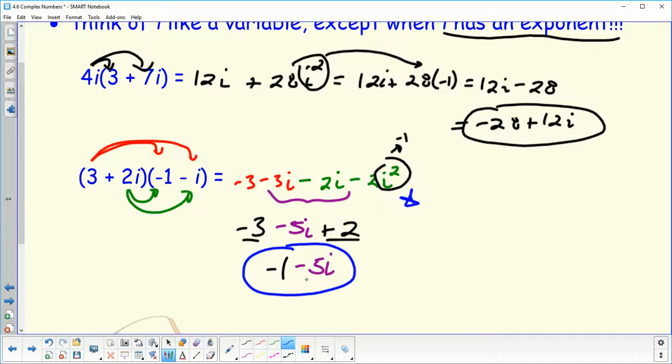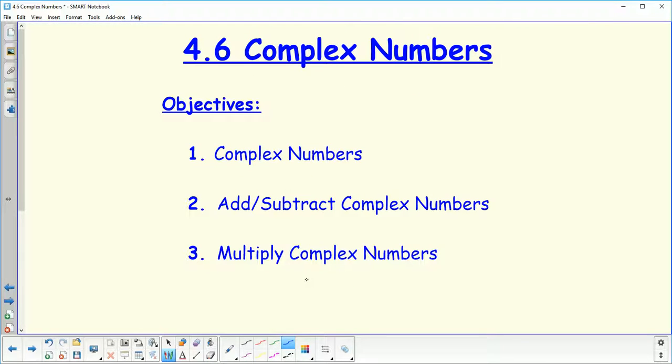-1 minus 5i. Hey, that is it, Algebra 2, for our lesson on complex numbers. Complex numbers are going to be used a lot when we start to do quadratic formula, which you have seen a little bit in the past. And when you're multiplying them a lot, we're going to simplify out that i squared to be -1, don't forget. Okay, otherwise, treat it just like a variable.